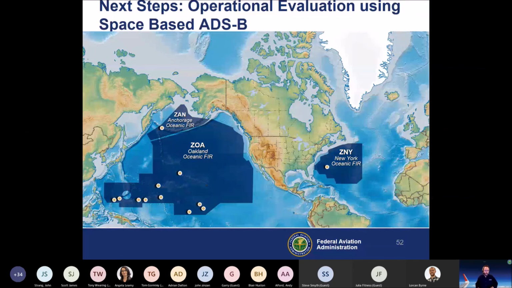There's these 3 flight information regions that we're investigating. So New York, Anchorage, and Oakland. These are areas where we don't have surveillance, of course, but we're looking at the use of space-based ADS-B to see if we can do 5-mile separation, for example, in certain areas. Can we do closer oceanic separation standards? Can we do separation in the Caribbean, for example, when we lose a radar?